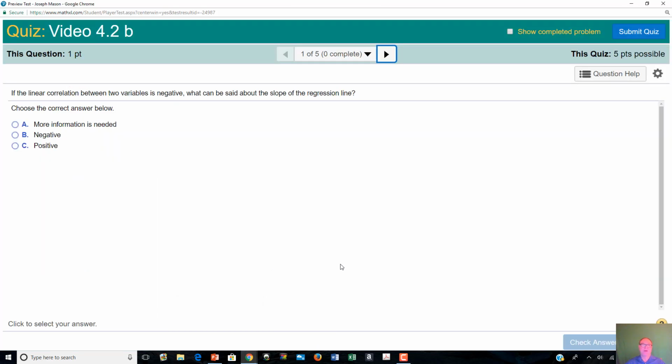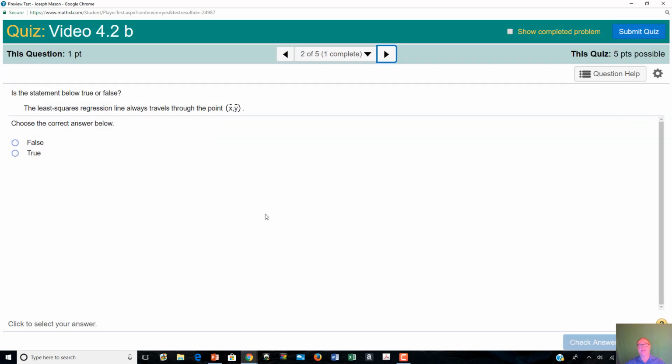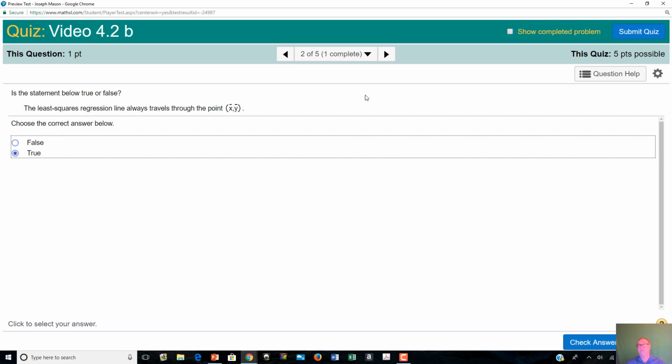So here's the first question you might run into. If the linear correlation between two variables is negative, what can be said about the slope of the regression line? Remember, if it's a negative correlation, that means it's going down as you go to the right, which means it's going to have a negative slope. We're calling back to algebra. All right, next question. Is the statement below true or false? The least squares regression line always travels through the point x bar, y bar. Remember, x bar is the mean of the x's, y bar is the mean of the y's. And yes, the least squares regression line always passes through that point. That's true.